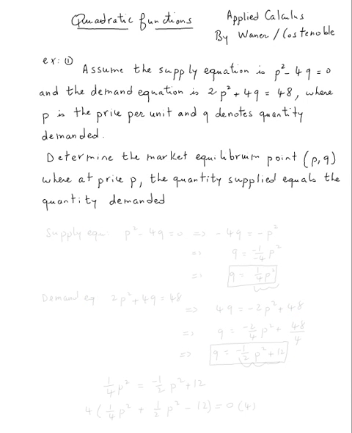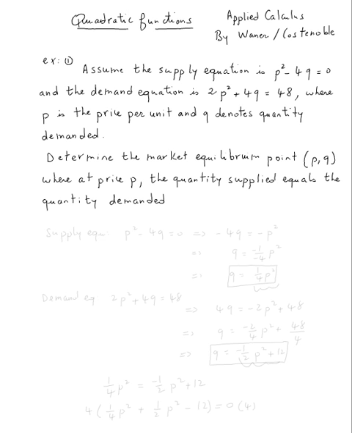The subject is quadratic functions, and the example is a word problem. It's about a supply and demand equation. Assume the supply equation is p squared minus 4q equals 0, and the demand equation is 2p squared plus 4q equals 48. P is the price per unit, Q is the quantity demanded. So determine the market equilibrium point PQ.